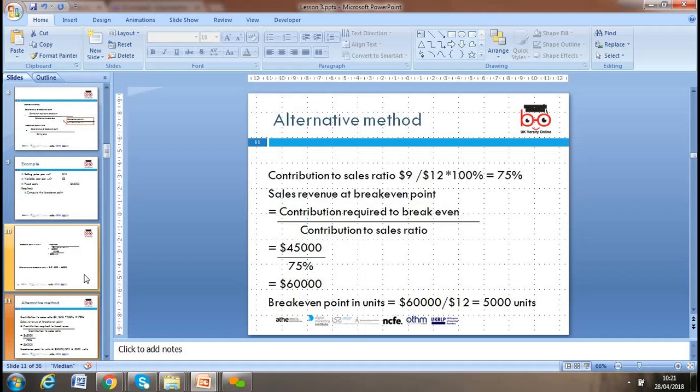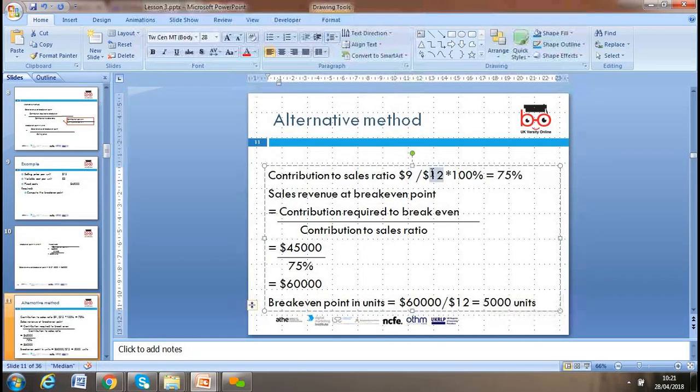So what is the ratio? Contribution ratio we can calculate as well if we need to. My contribution is 9, my selling price is 12, so the contribution is, as a percentage, 75% of my revenue. So my sales give me 75% contribution. Does it make sense?